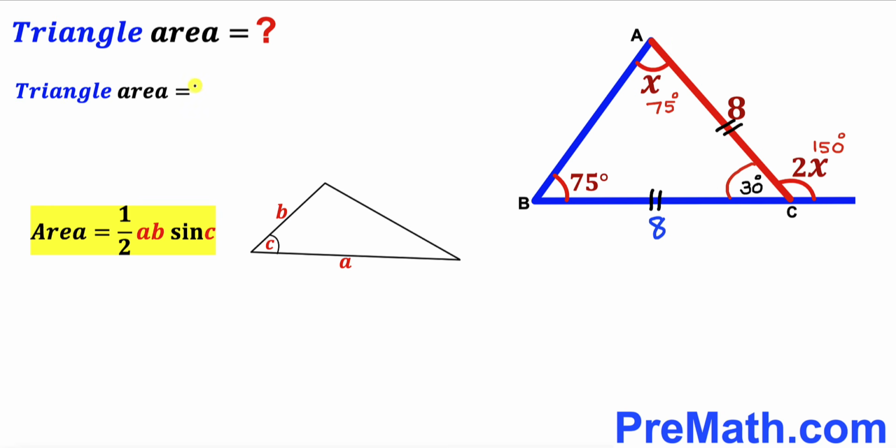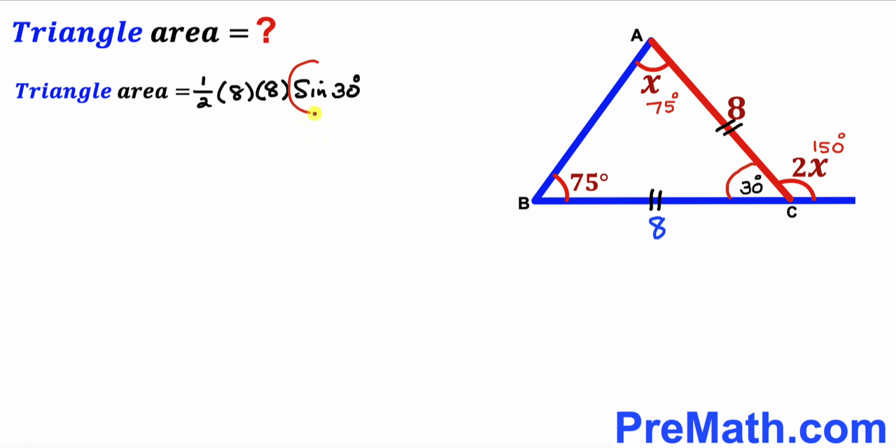So our triangle ABC area is going to be a half times our one side is 8, the other side is 8 as well, times sine of angle 30 degrees. And now we know that our sine of 30 degrees value is simply 1 divided by 2. So I'm going to replace that sine of 30 degrees with 1 divided by 2 over here. Let's go ahead and simplify.